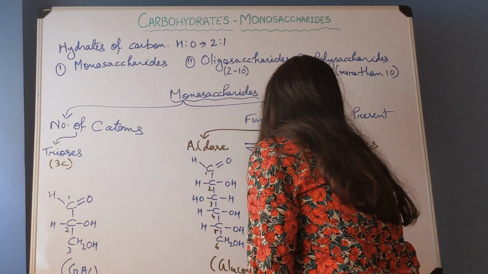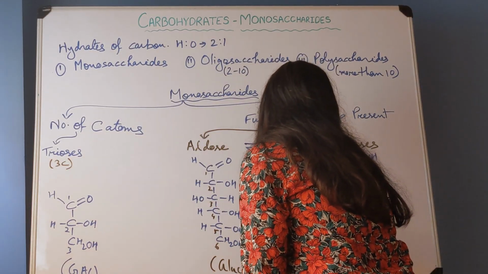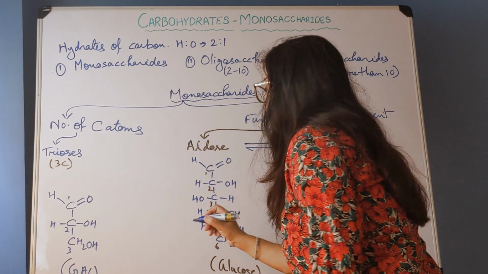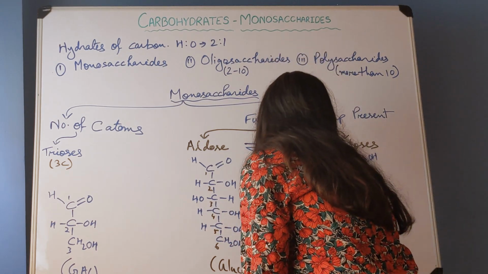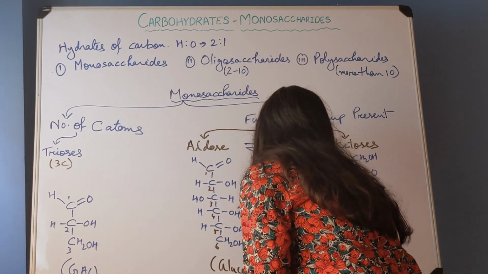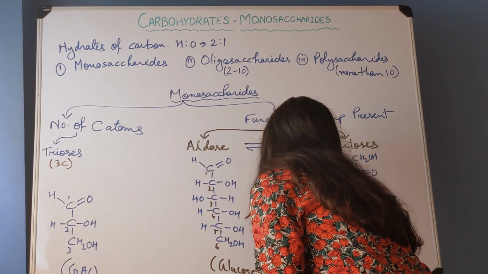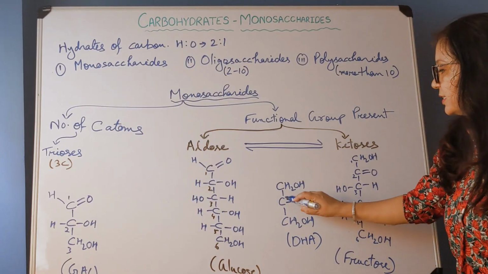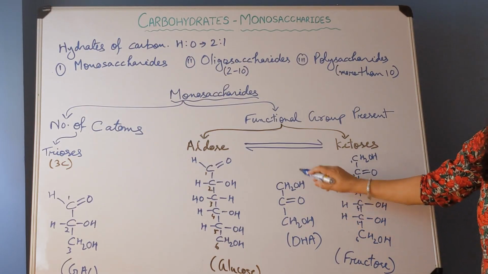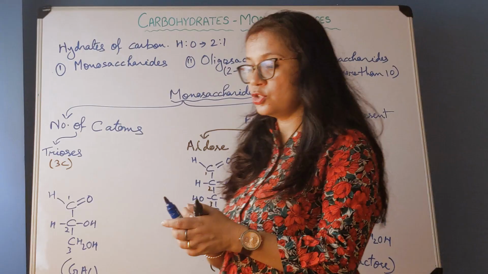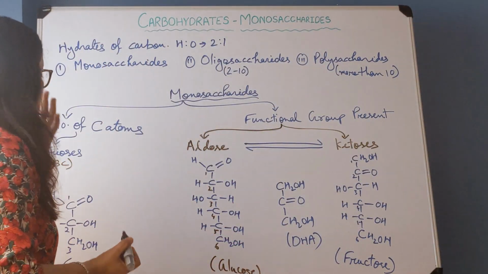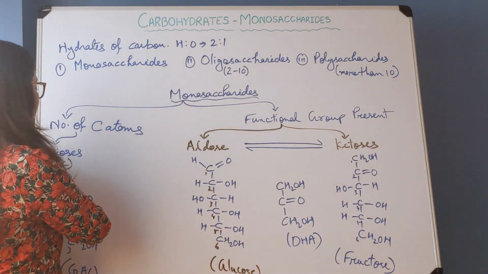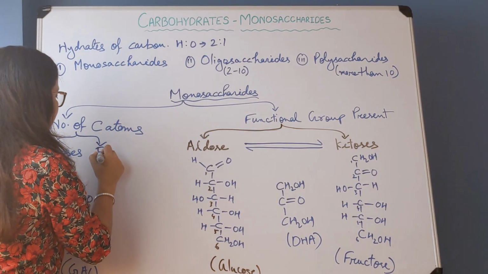Again, it can tautomerize to form a 3 carbon ketose sugar, which is dihydroxyacetone. It has a ketone group attached to it and it is a triose sugar, so a ketotriose.